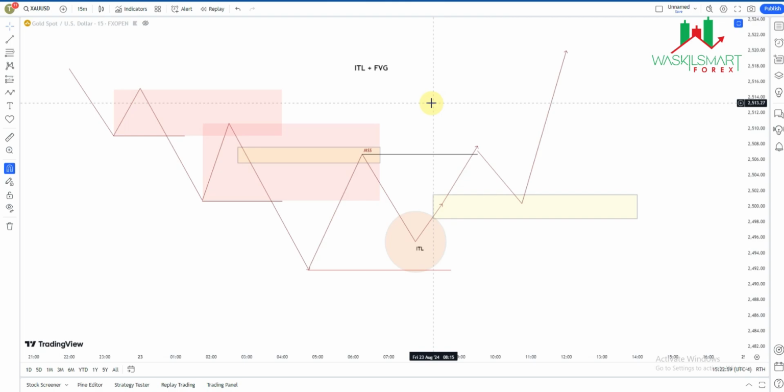This is all I'm looking out for. I'm not looking out for any other thing, just this alone. If you can just master this one strategy, a lot will change in your trading. So let's go into the chart now and see what we want to do.